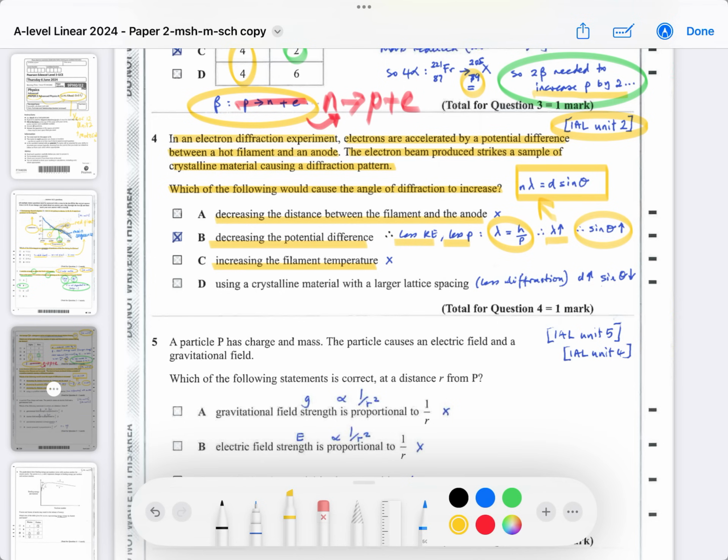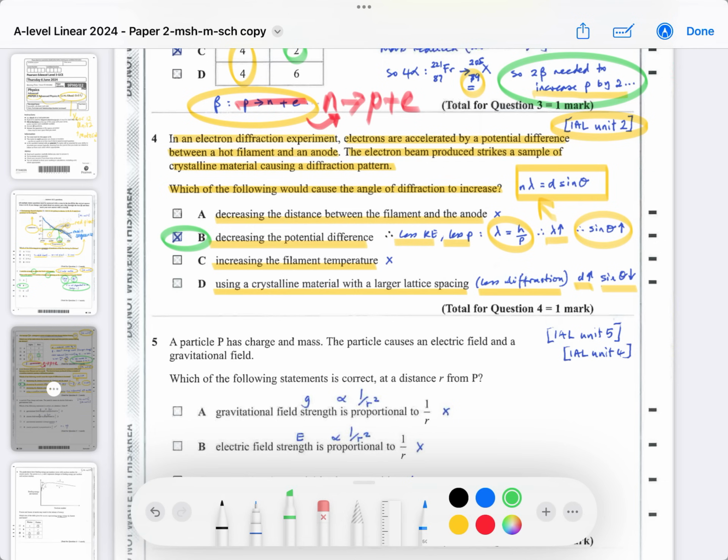And using a crystalline material with a larger lattice spacing: you'll actually get less diffraction because you want it to be small, like the wavelength of the electrons, which are quite small. So if d increases, then sine theta will decrease because they're on the same side of the equation. If one goes up, the other goes down. So the answer is B.